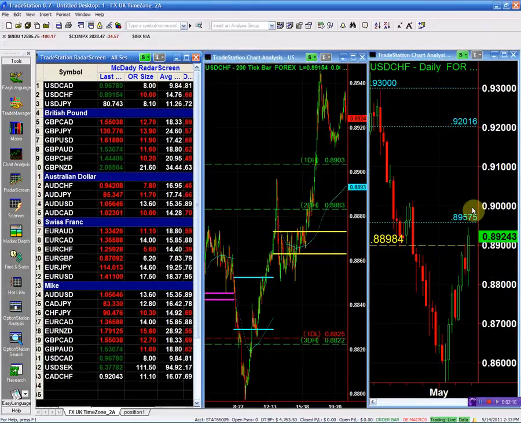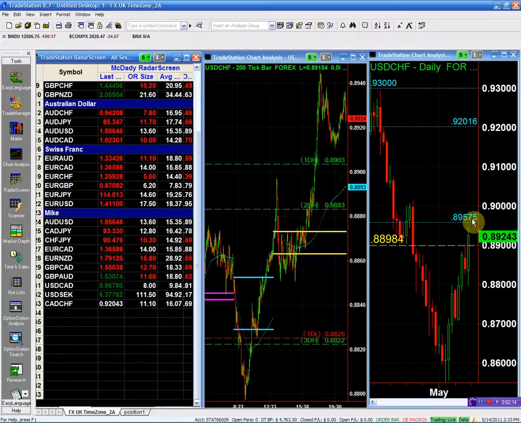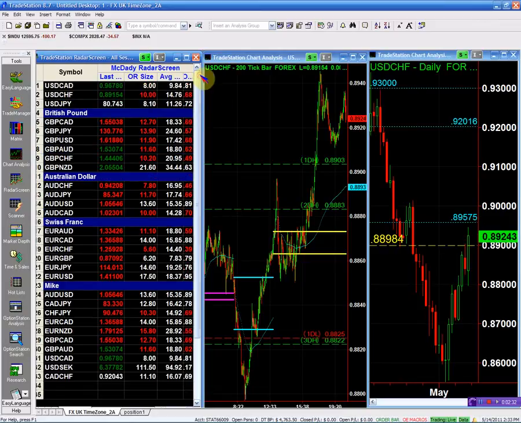And our next structure is the 89.57. So we are only 25 pips away from another structure point, which means that if it goes above it, this could be an explosive move, and that confirms to us what we have seen in the dollar index, that the bias is to the upside.